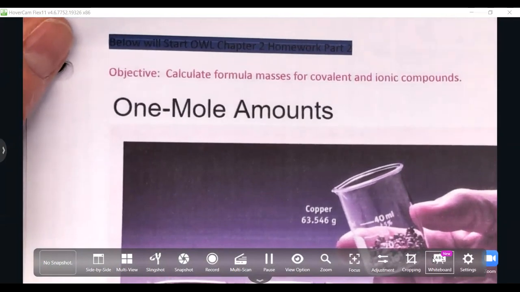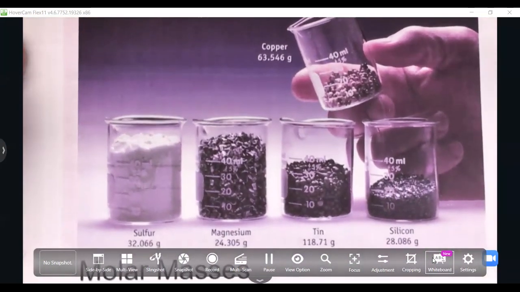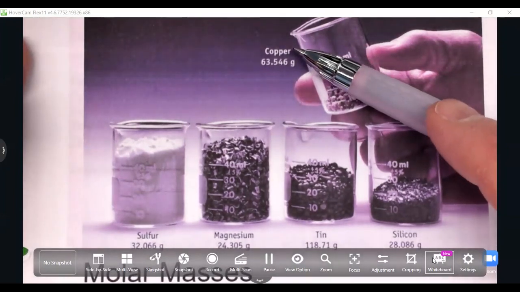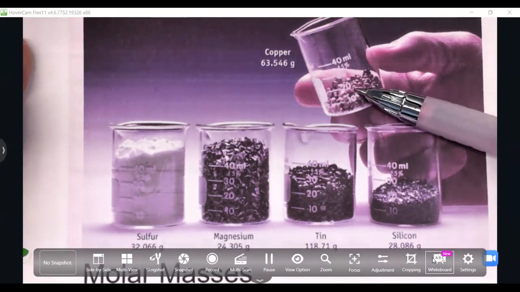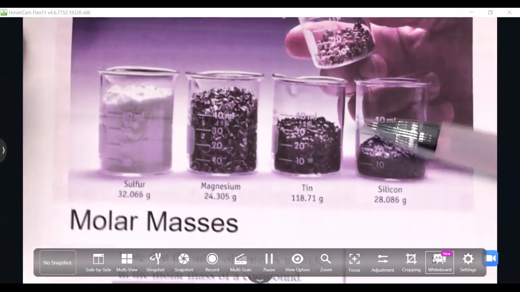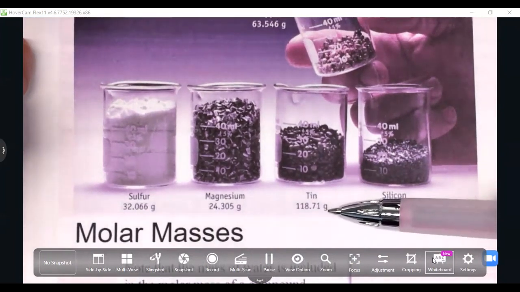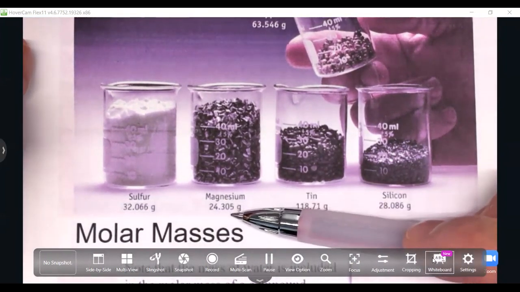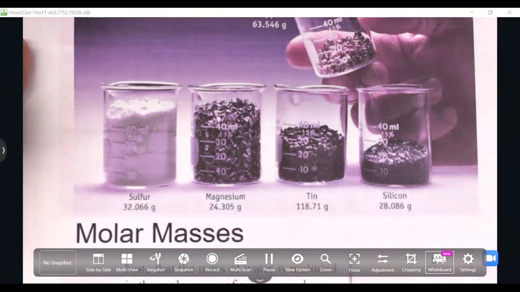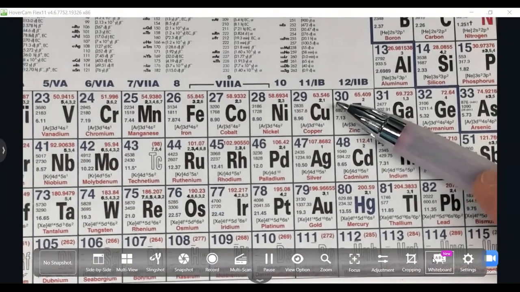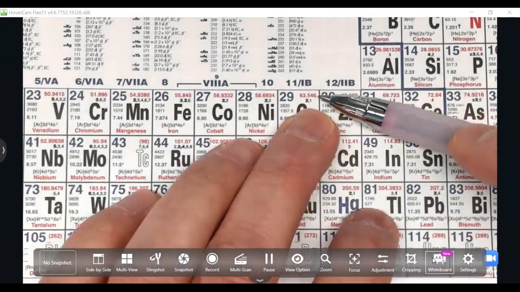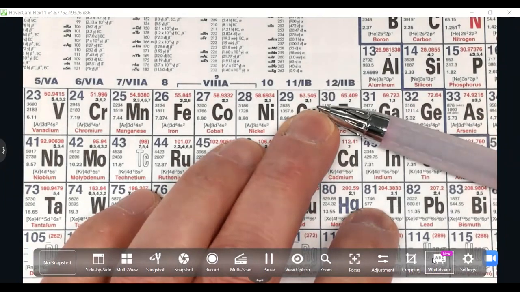Okay. So on the front of this, copper, 1 mole amount, 63.546 grams of copper in 1 mole of copper. Tin, 118.71 grams. Magnesium, 24.305, and sulfur, 32.066. Hopefully, it registers a little bit that this matches the exact number listed for the mass of a single atom.